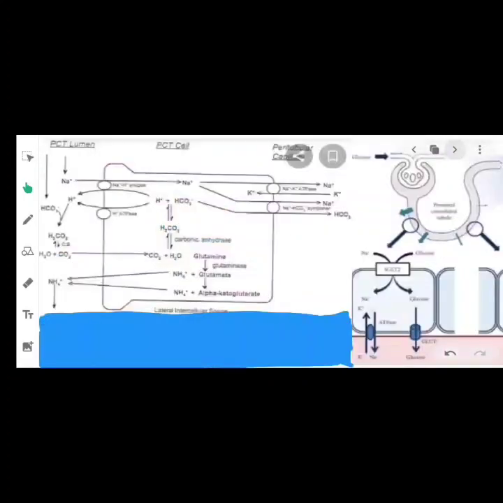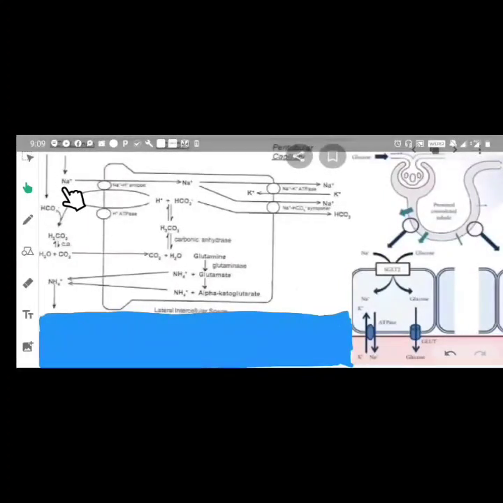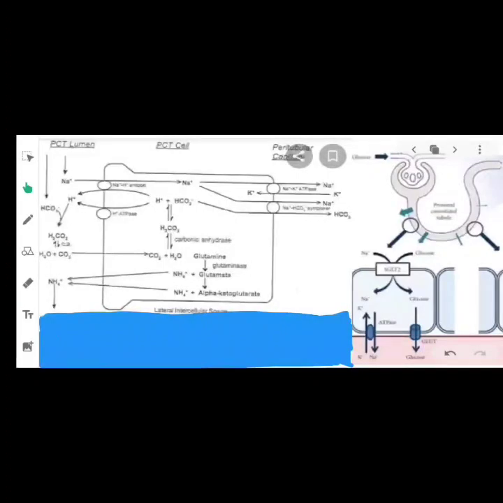Now, reabsorption of bicarbonate. Bicarbonate is reabsorbed actively, mostly in the proximal tubule. It is reabsorbed in the form of carbon dioxide. Bicarbonate is mostly present as sodium bicarbonate in the filtrate.